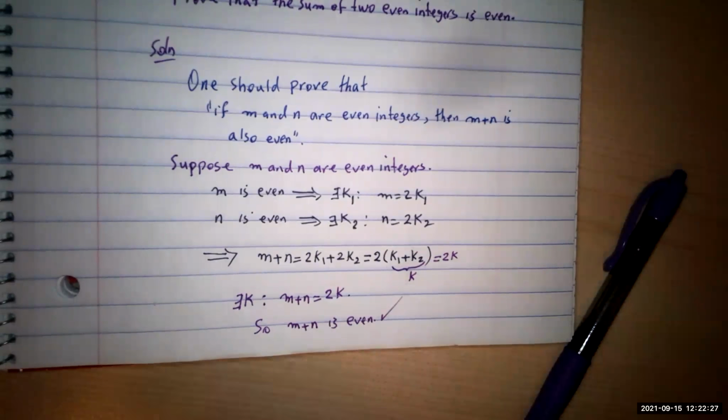You see? Nice proof. So this is how you nicely prove the fact that the sum of two even integers is going to be even. Any question?